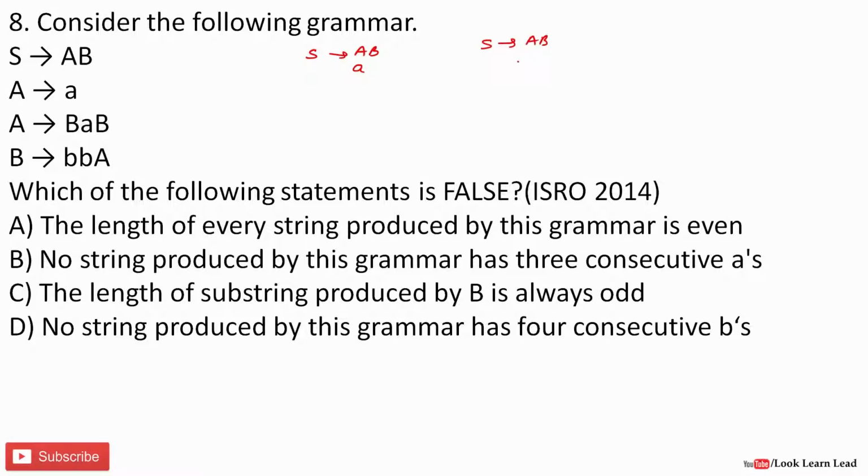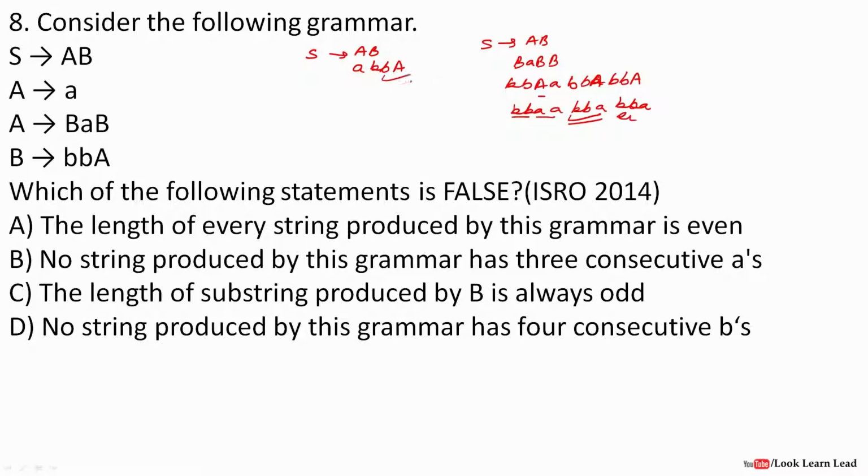If I replace A, it can be BABB. If I replace B, it would be BBA. And if I replace this B, it would be BBA. Sorry, it is capital A, BB capital A. And in place of capital A, I'll place small a. So it would be BBAA, BBA, BBA. So it is even number strings. Here also if I substitute, it would be even. So first one is true.